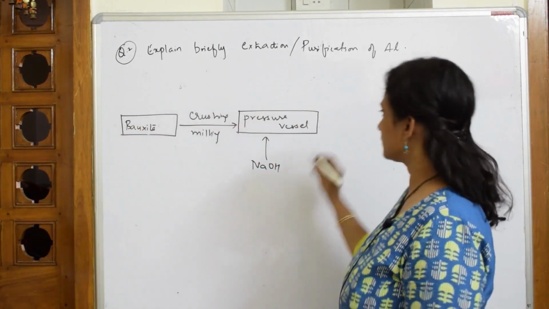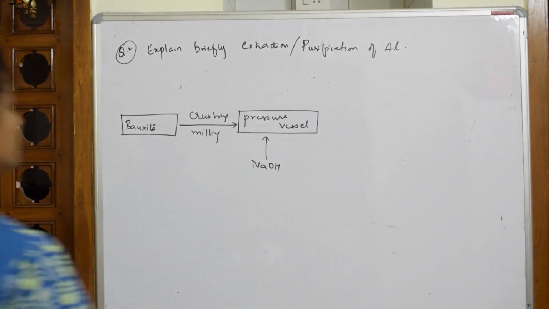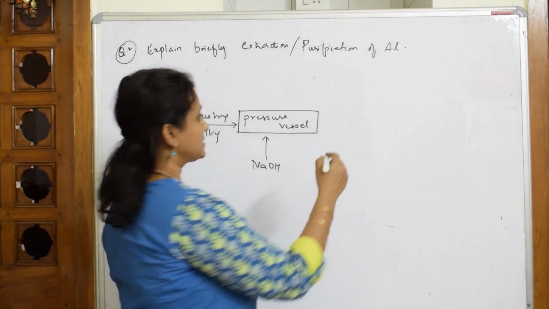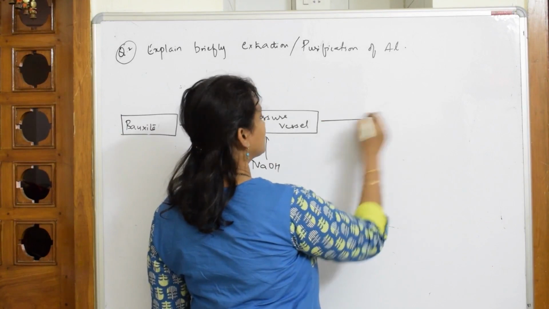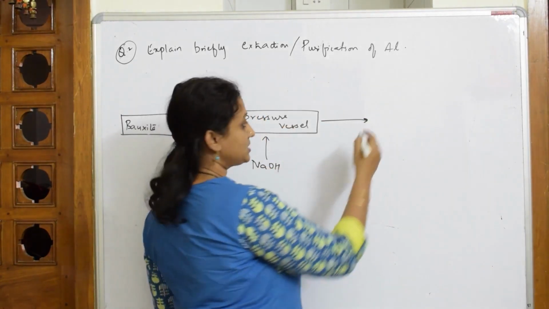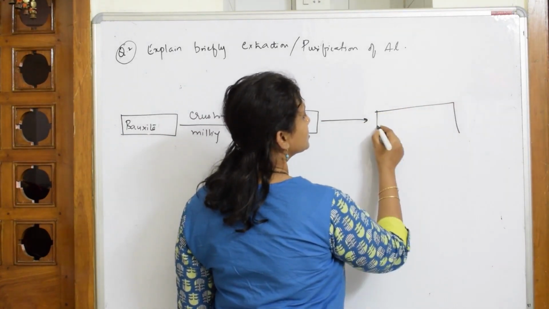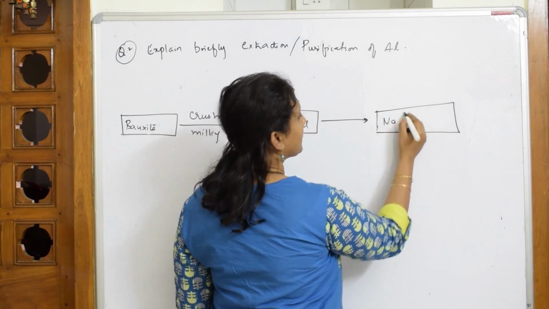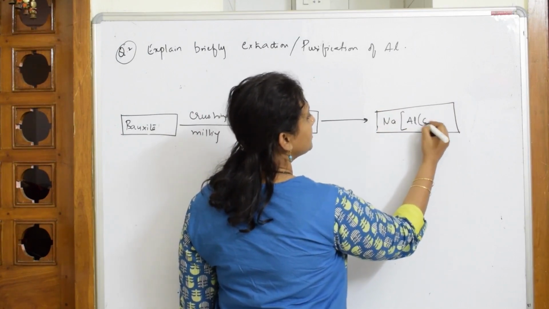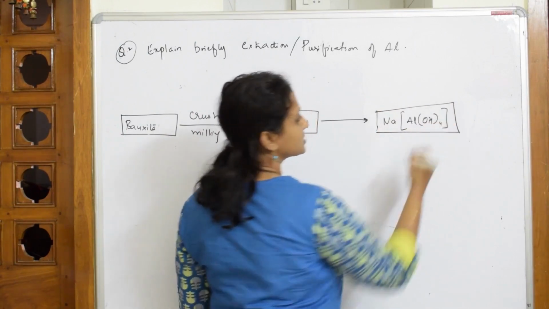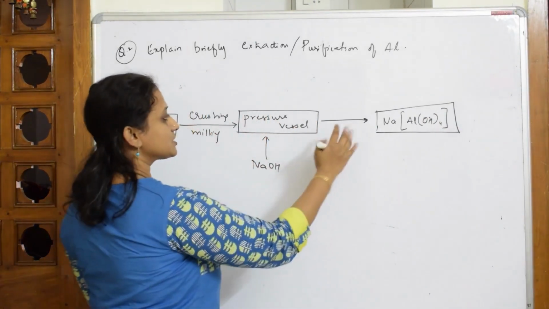Now, to this sodium hydroxide, when you're fusing it, from the pressure vessel we are going to further send it. When this is fused together with bauxite, you get a complex like this. What is a complex? Sodium aluminium hydroxide. This is your complex.